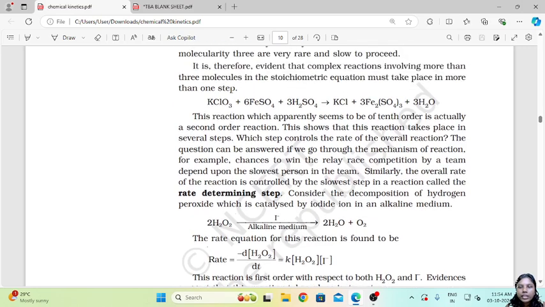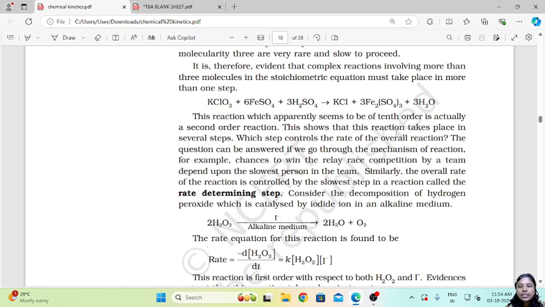So basically what we are saying here is that molecularity can be defined only for elementary reactions and not for complex reactions. Because the more reacting species there are, the more collisions are needed, and the chance that all of them collide with each other is very low. In that case the reaction rate automatically decreases. So this reaction, which apparently seems to be of 10th order, is actually a second order reaction.